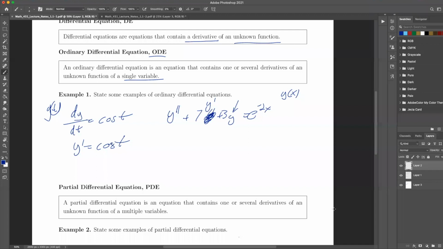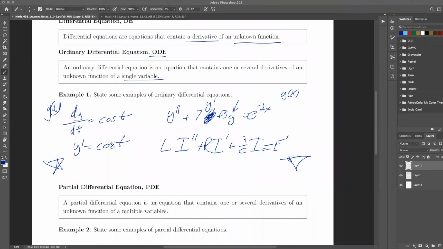And then you'll have stuff that comes from physics, right? So you can have something that looks like this. And this is just an equation one of your books gives you. Does anyone know what this equation is?